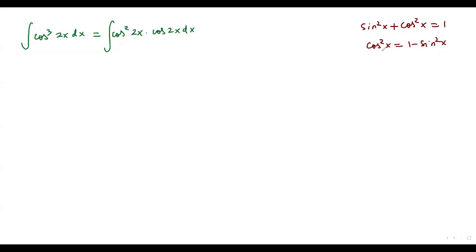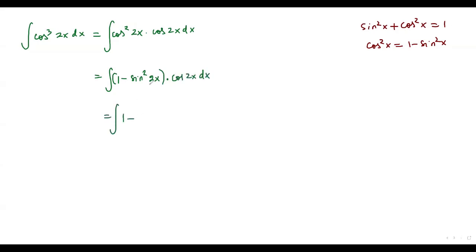So the same stuff, 1 negative sine square x, we have to write over here for this one, but in the place of x I just have to write 2x, because for x we have 2x over here. Okay, now let me continue over here. Integral. So for this cosine square 2x, we can write 1 negative sine square 2x times cosine 2x times dx.